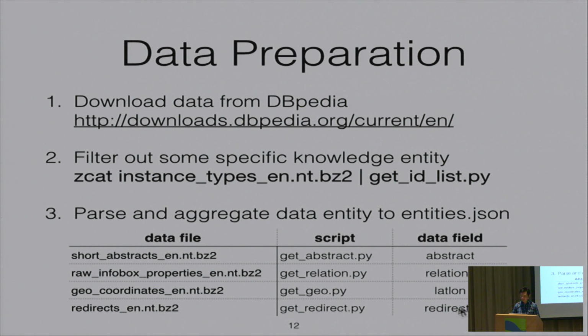The redirects are the aliases or synonyms in Wikipedia. When you browse Wikipedia and type a short name or an alias of some entity, you will be redirected to another entity. Those keywords are the redirects, and we can use those redirect keywords as synonyms, and it will improve the search experience a lot.